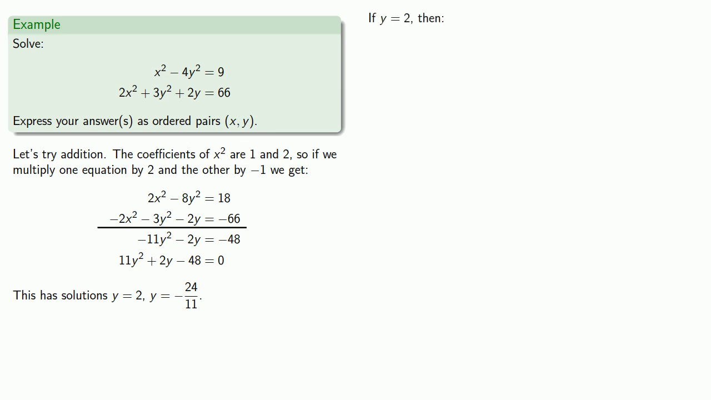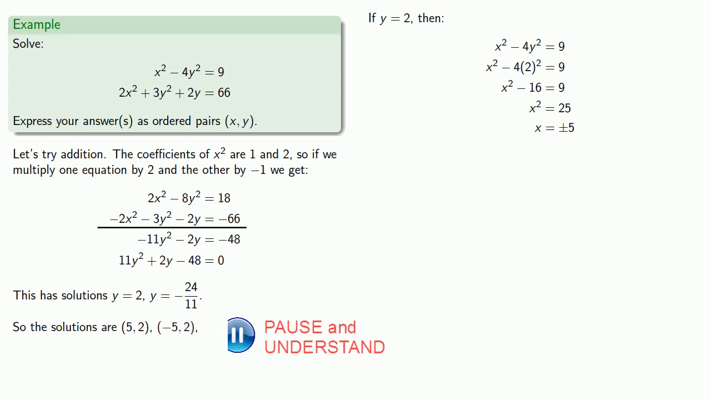If y equals 2, then we can find x using either equation. Equals means replaceable, so we'll replace y with 2 in, oh, I don't know, the first equation seems a little easier. And we can solve that. So our solution requires both an x and y value. x equals 5, y equals 2 is a solution. So is x equals negative 5, y equals 2.